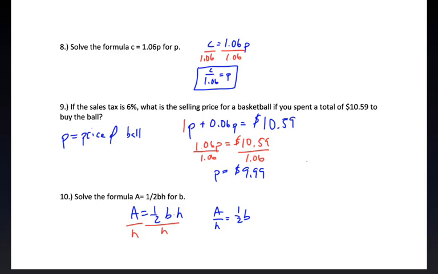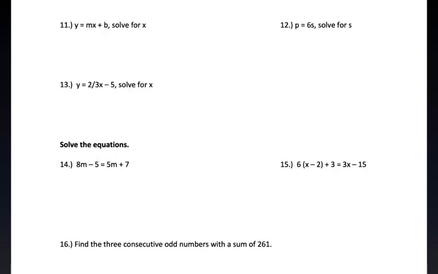Now, what is 1/2 times b? What's the opposite of multiplying by 1/2? Dividing by 1/2, or multiplying by 2, 2 over 1. So what we end up with is 2A over h when you multiply both of those things by 2.